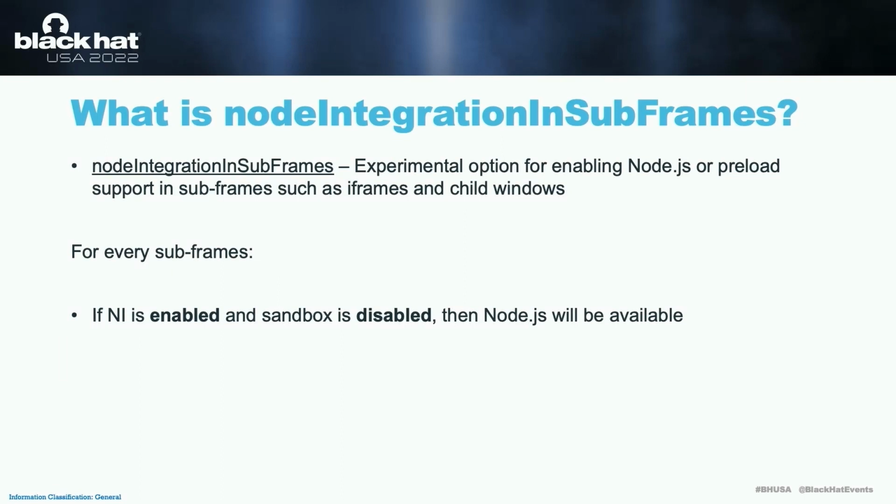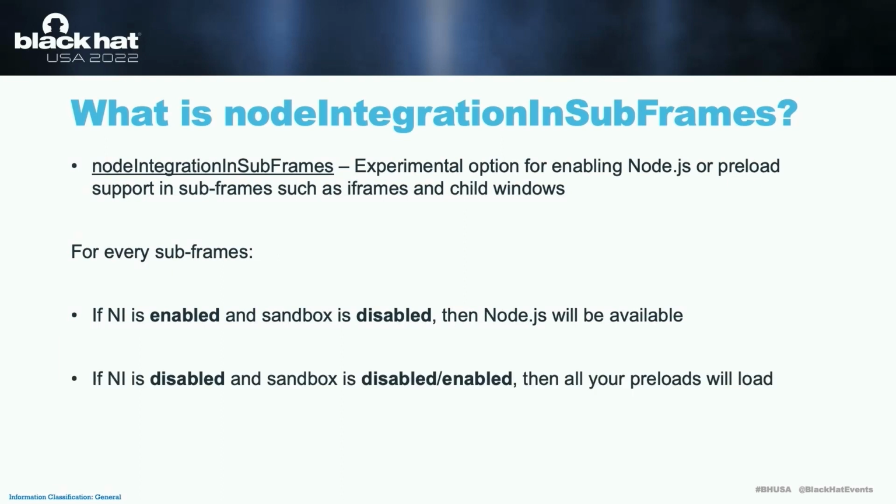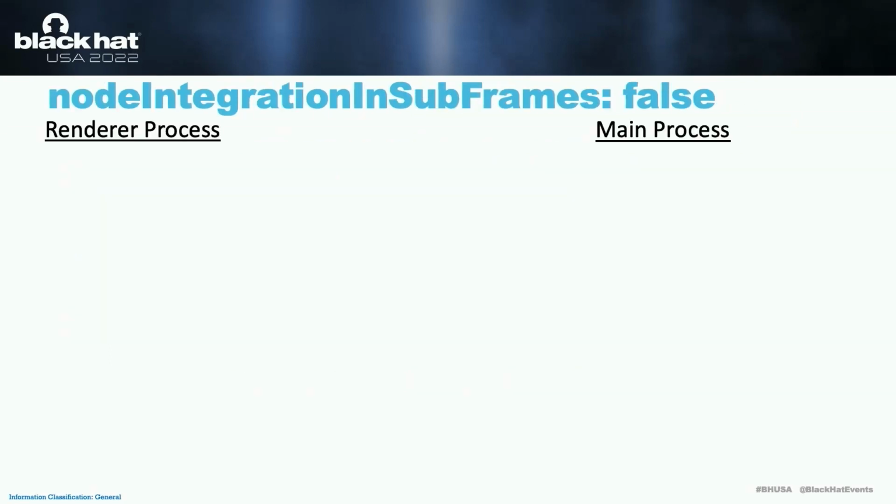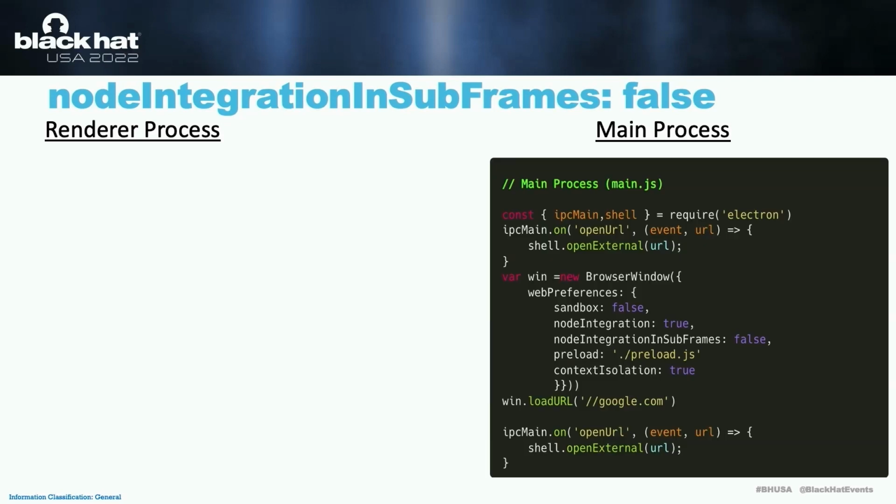For every subframe, like an iframe or child window, if node integration is enabled and sandbox is disabled on your parent window, which is your example.com, then Node.js primitives will be available in subframes. If node integration is disabled, then regardless of whether sandbox is enabled or disabled, all your preloads will load within this specific iframe. So let's look at the code to understand a bit further.